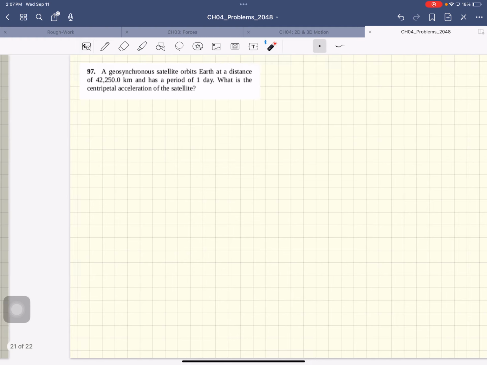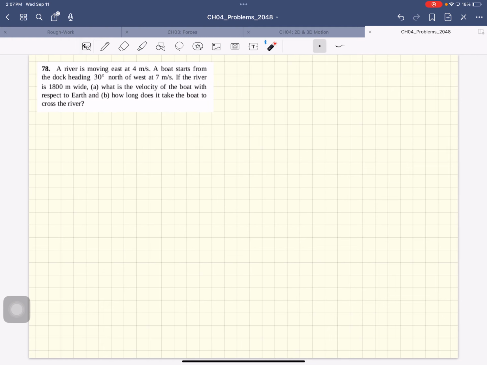Right, so I want to do these two problems. So let's do this. This is a relative velocity problem.